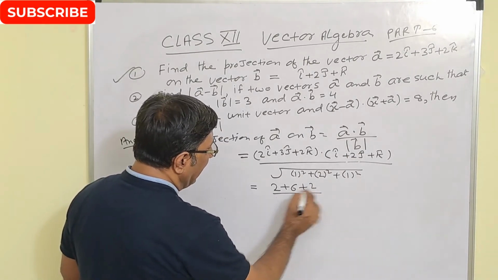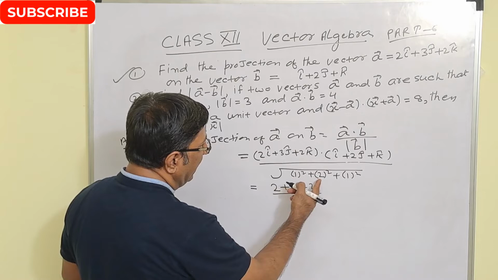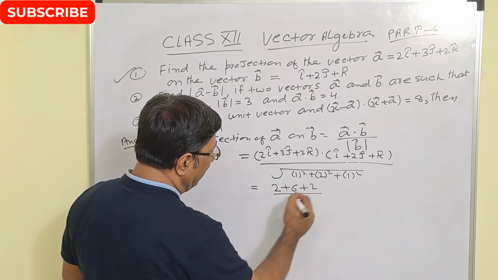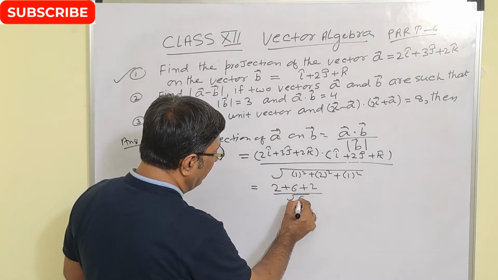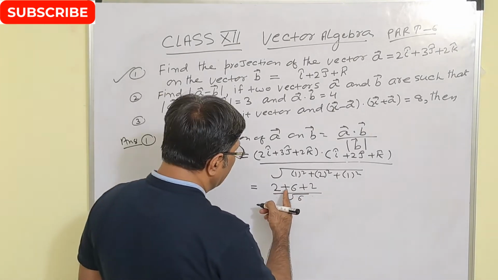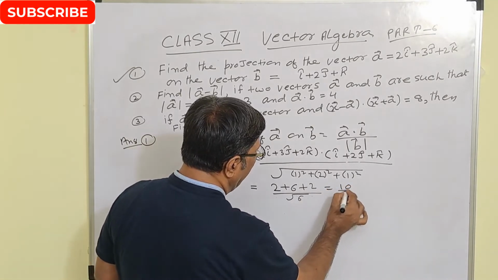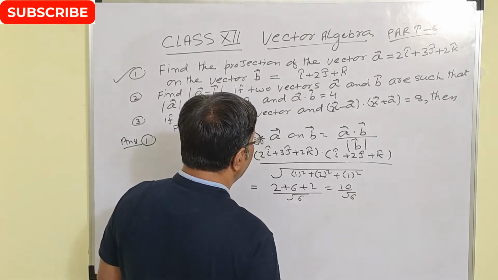And now divided by 1 square plus 2 square plus 1 square. So this is 1 plus 4 plus 1, so that is 6. So this is what? Root under 6. So this is 6 plus 2, 8 plus 2, 10. So this is 10 upon root 6. This is the right answer.